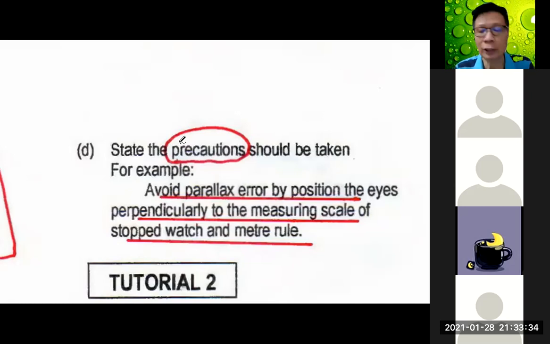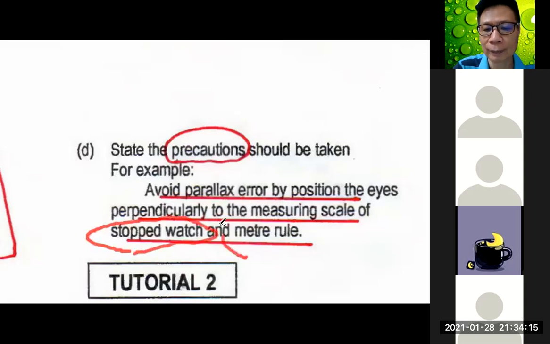Okay, I tell you what. In your experiment examination, the last part of the question they will ask you precaution. What precaution you must take to improve your experiment? So you must write this one more, because all the experiment involves using our eyes to see, to get the reading. So you can say this: avoid parallax error by positioning the eyes 90 degrees perpendicularly to the measuring scale of stopwatch and meter rule.